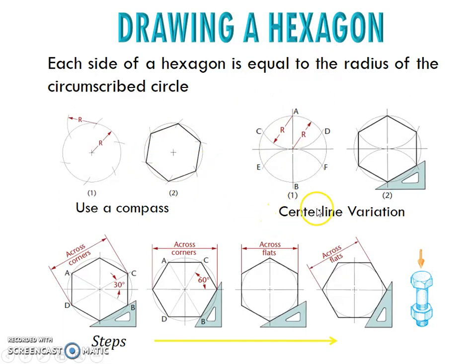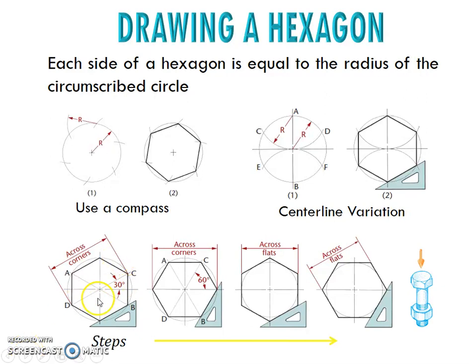Another method is by using the center line variation. So what you have to do is draw the circle and divide it in the middle. Okay, so now, by using this part, the radius of the circle, you put it here and construct an arc, and then you put it here and construct another arc. Okay, and then you will get the intersection points over this circle. So you connect these points only, then you'll get the hexagon.